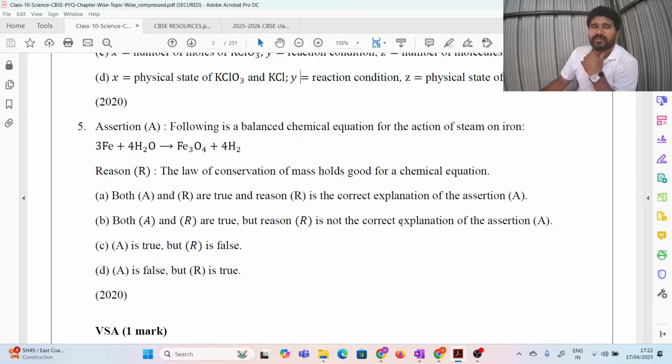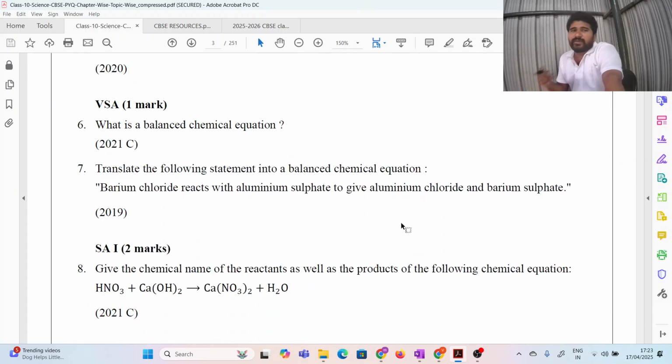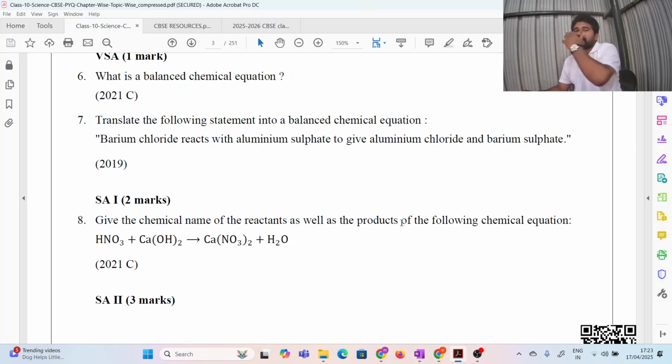Now see this. Listen. The following is a balanced chemical equation for the action of steam on iron. The law of conservation of mass holds good for a chemical equation. Let's check: is it a balanced one or not? Is that equation correct or not? Yes or no? So A, B, everything are correct. Now see, the seventh question. Write the answer for the seventh question.